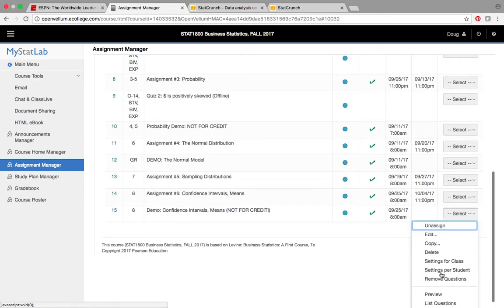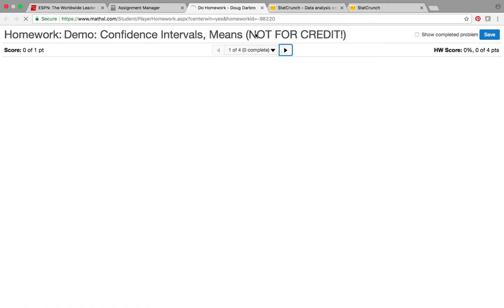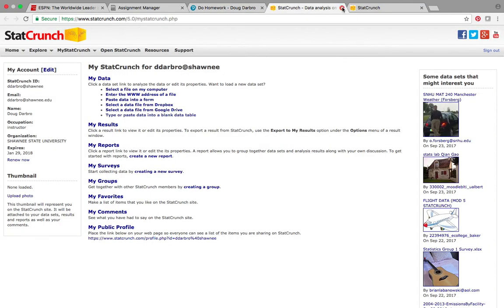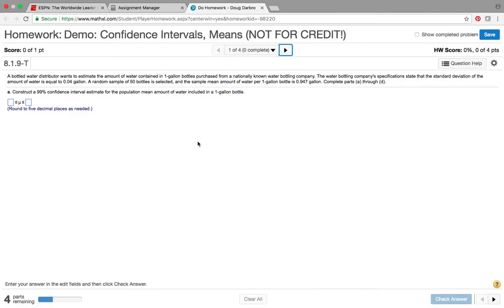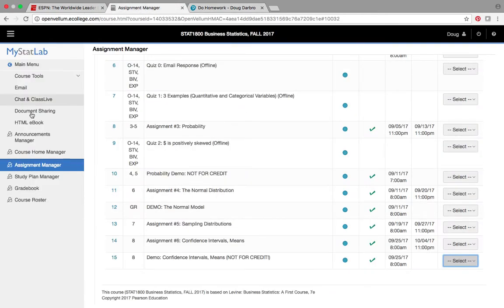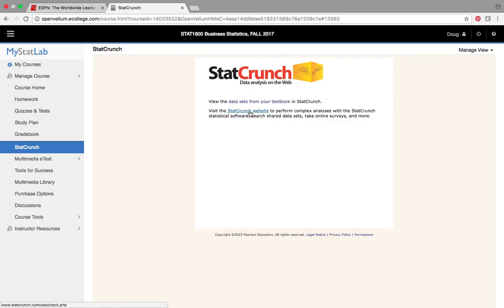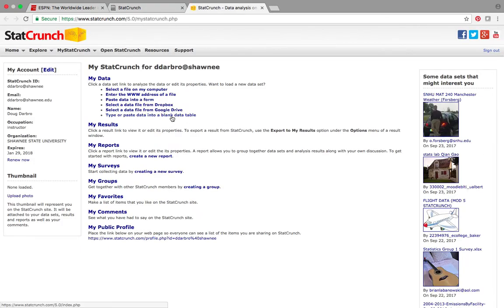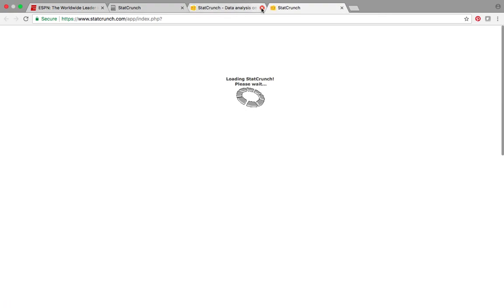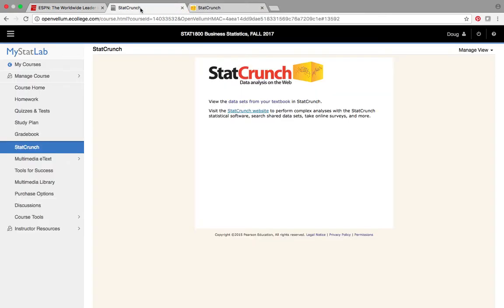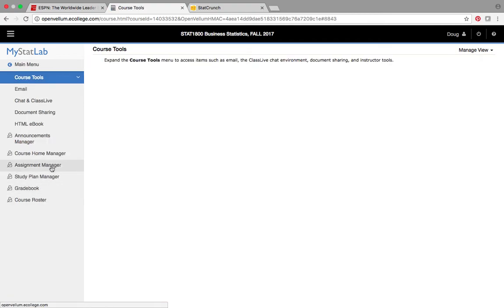So I'm going to go down here for something that instructors have the option of doing, a preview. Now I want to shut down these StatCrunches. No, I did not want to do that. I actually want to bring up StatCrunch. So let me pull that up real quickly. I want to close this one. All right. So go to Course Tools.